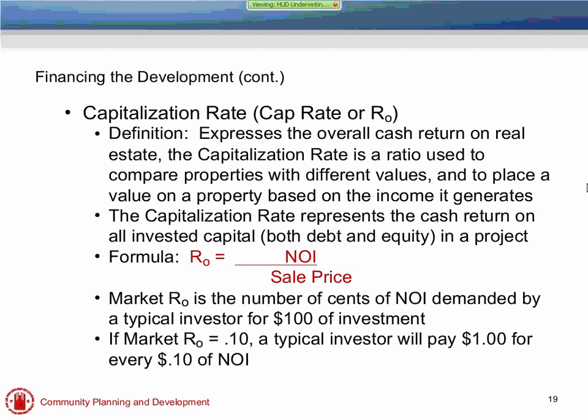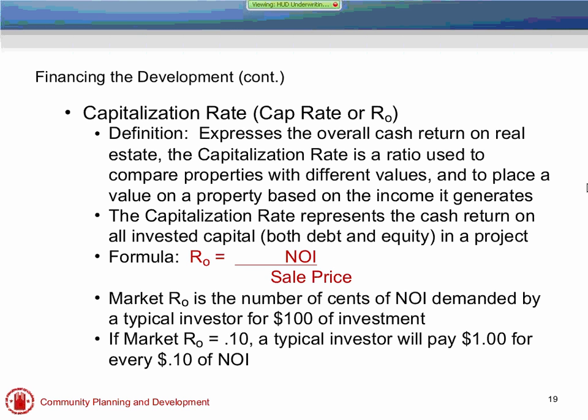So if the market cap rate is 10%, based upon actually looking at sales of properties and comparing the net operating income they were generating with the sales prices, it means a typical investor would be willing to pay $1 in purchase price for every 10 cents of net operating income.